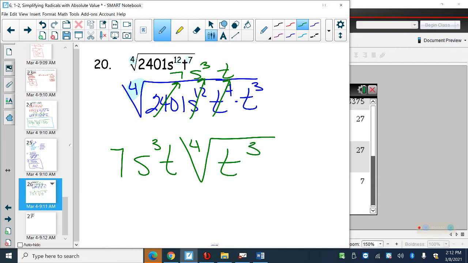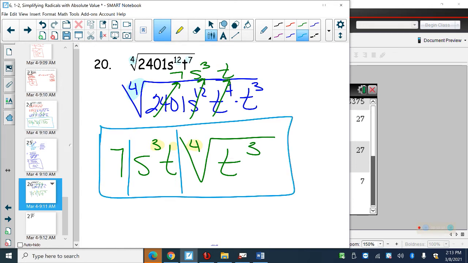Now, did I take the even root? I did take an even root, and I do have odd powers there, which means I need to have absolute value bars around my s cubed and my t. And then that is done.